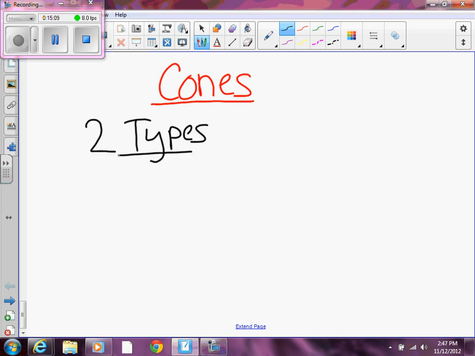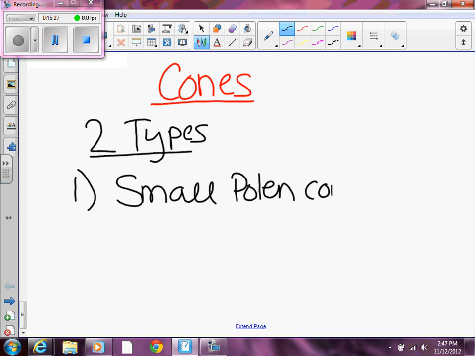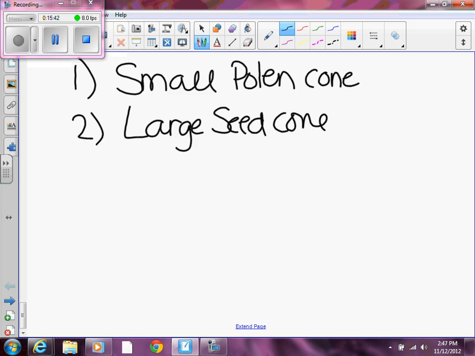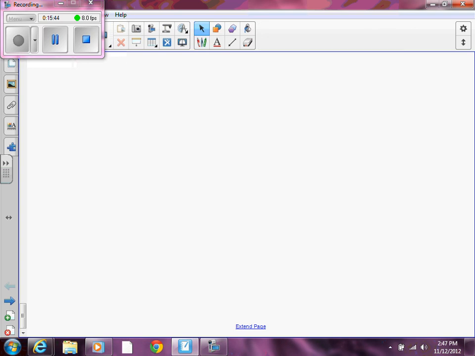Mason, give me one type. No, two types. Megan Breckland gives me one type. Small pollen cone. And what's the second type, Madison Cole? No. Gretchen? A large seed cone. Okay? So what's the process of this one?